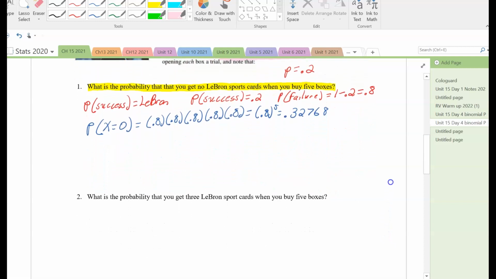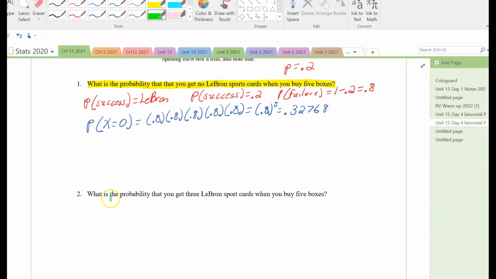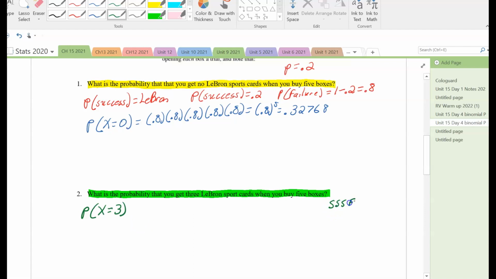So now let's look at the next example. The next example says, what is the probability that you get 3 LeBron sports cards? So I'm going to write that as the probability that x is equal to 3, meaning there are 3 successes. So what that means is you get 3 successes and 2 failures. So I'm going to write this over here. You have 3 successes and 2 failures.